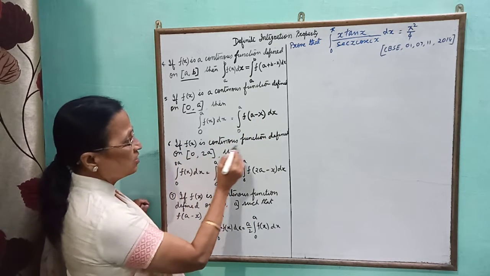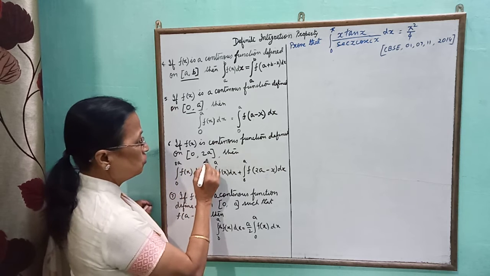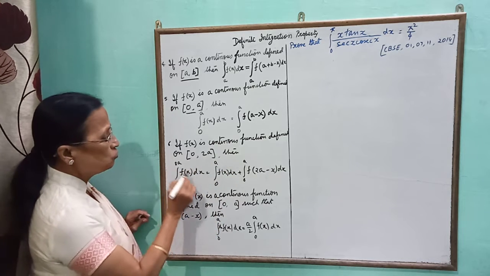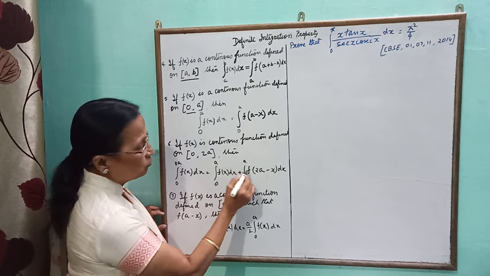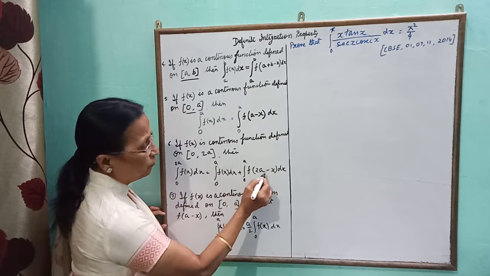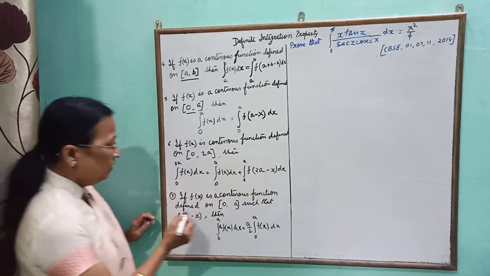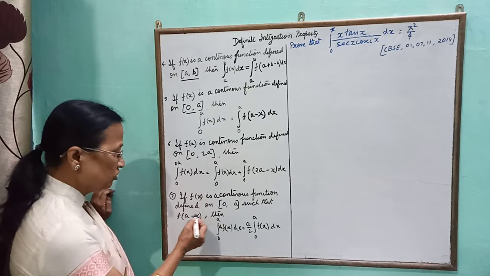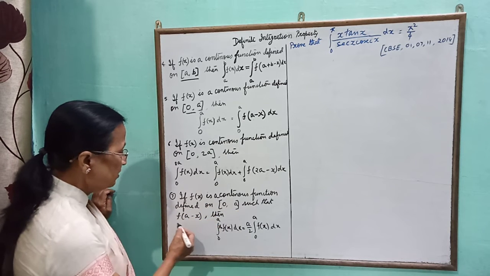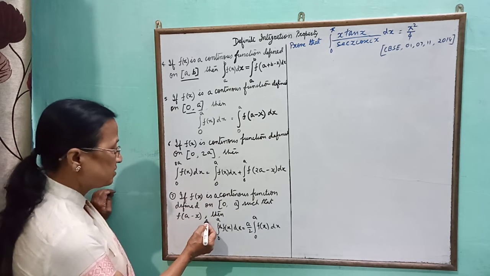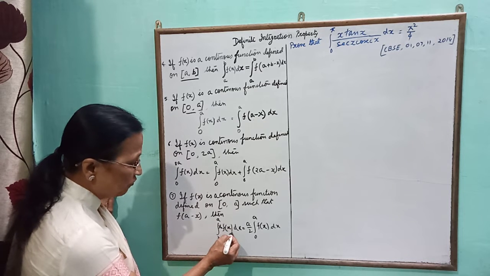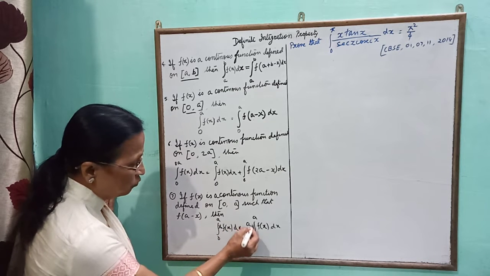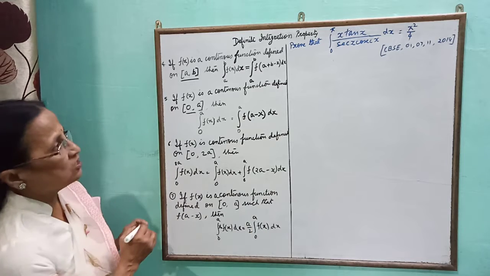If f(x) is a continuous function on 0 to 2a, then integral 0 to 2a f(x) dx I can write as integral 0 to a f(x) dx plus integral 0 to a f(2a minus x) dx. If f(x) is a continuous function defined on [0, a] such that f(a minus x) is equal to f(x), then integral 0 to a x f(x) dx is equal to a by 2 times integral 0 to a f(x) dx.